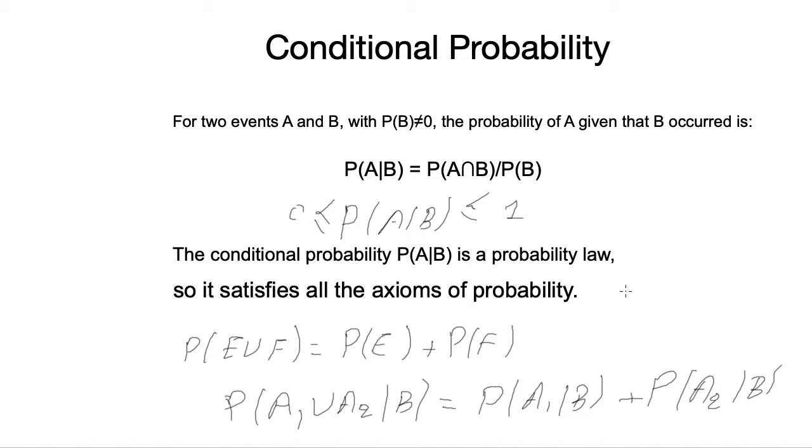The third one is that the probability of the whole sample space must equal 1. In this case, the probability of B given B equals 1. And in this case, B will be the new universe of this probability. So it is obvious that given that B occurs, the probability of B is 1. So you are now 100% certain that the event B occurred.